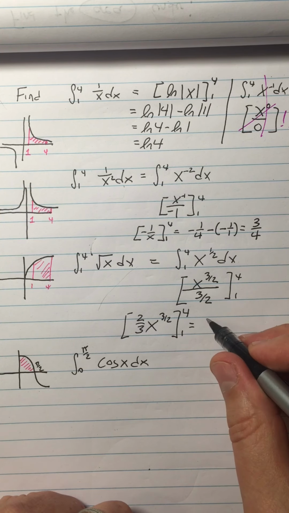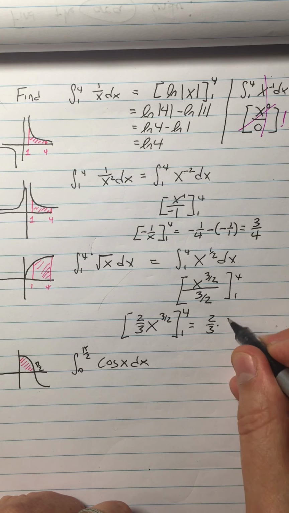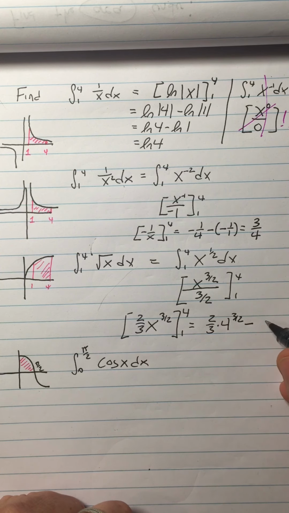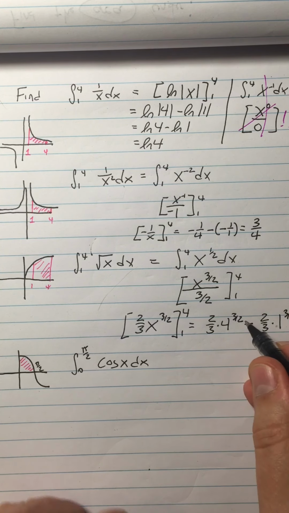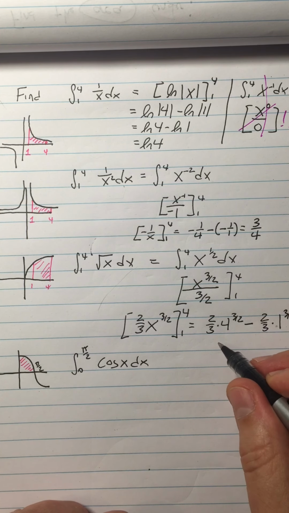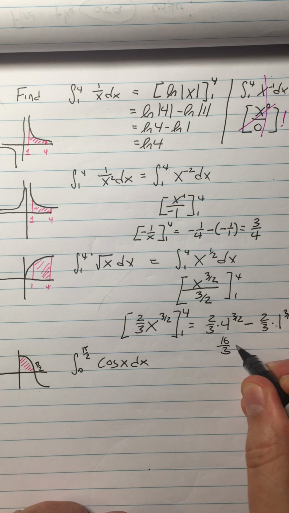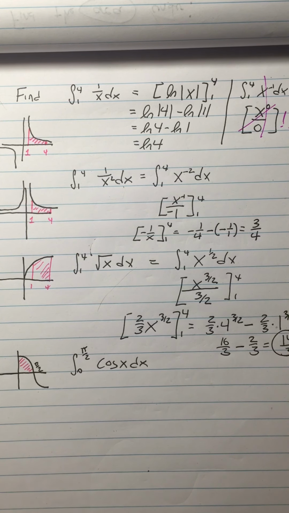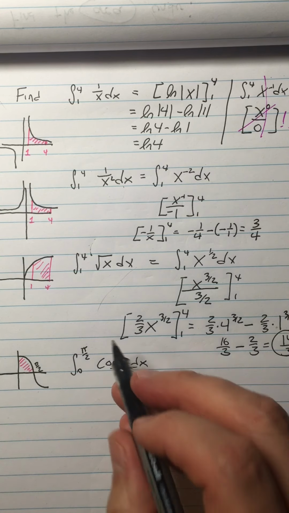I have to plug in the 4 first, so I'm going to have 2/3 times 4 to the 3/2, and then minus 2/3 times 1 to the 3/2 power. Okay, 4 to the 3/2 power: the square root of 4 is 2, 2 cubed is 8, so this is 16/3. 16/3 minus, this is going to be 1, so minus 2/3, so it equals 14/3, also known as 4 and 2/3. Yeah, that's that one.